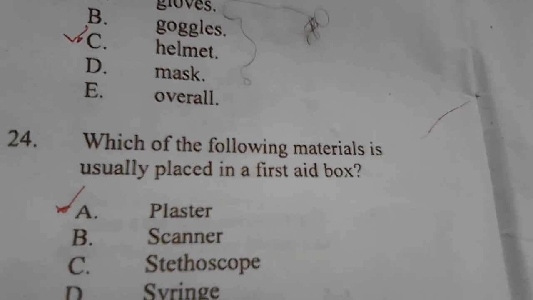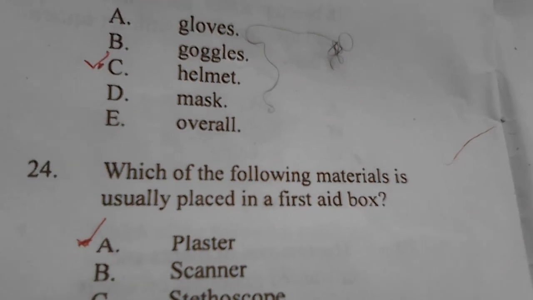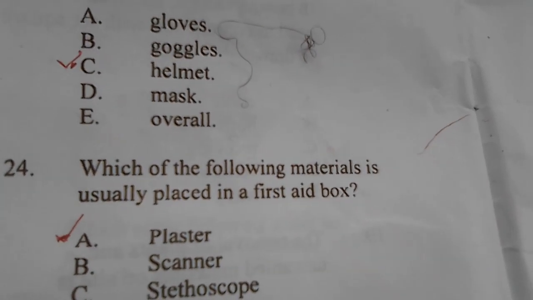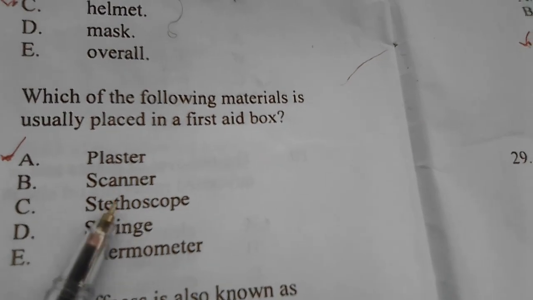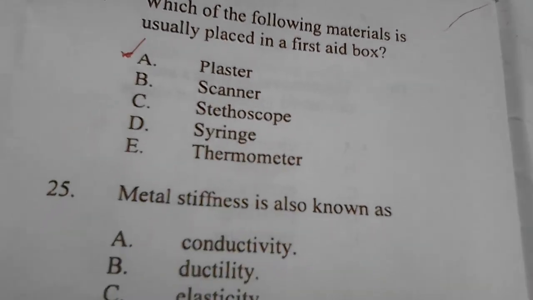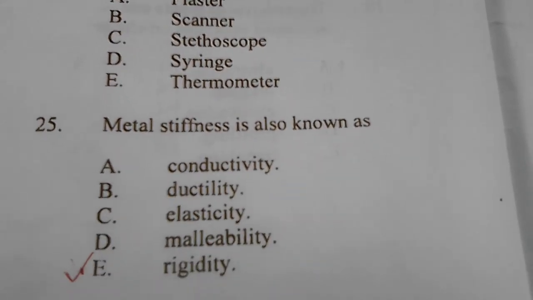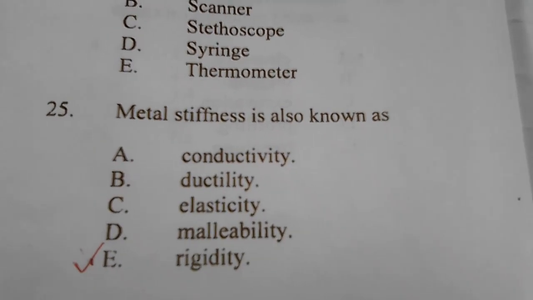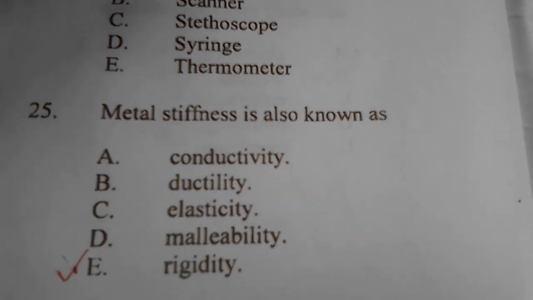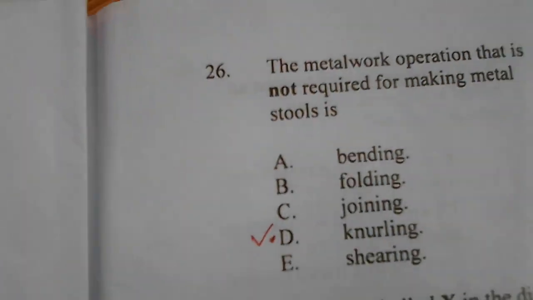Question 24. Which of the following materials is usually placed in a first aid box? The option is option A, plaster. You can't put scanner, you can't put stethoscope, syringe, thermometer. Question 25. Metal stiffness is also known as rigidity. Rigidity, option E, which means metal is hard. Metal is hard.